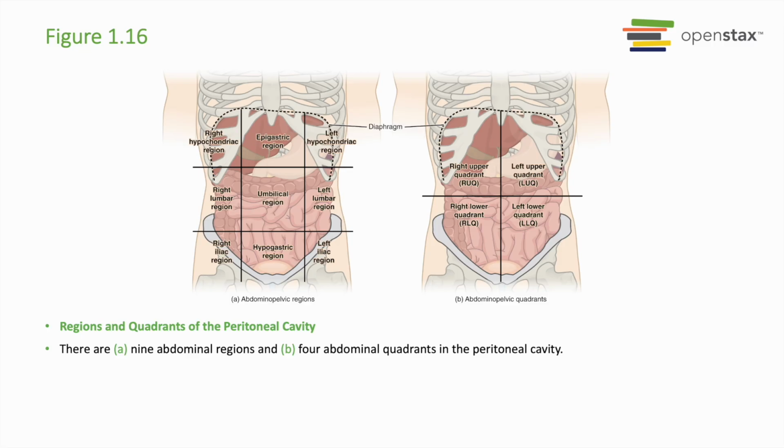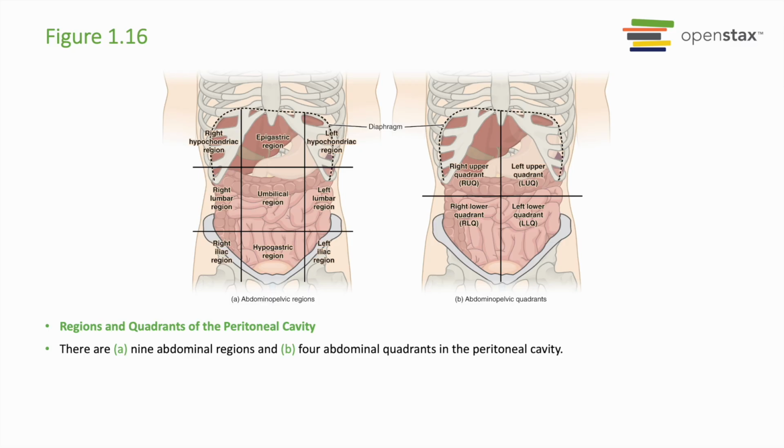Part B shows 4 abdominopelvic quadrants. The right upper quadrant, RUQ, includes the lower right ribs, right side of the liver, and right side of the transverse colon. The left upper quadrant, LUQ, includes the lower left ribs, stomach, and upper left area of the transverse colon.